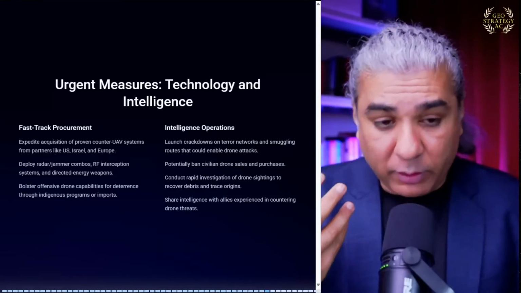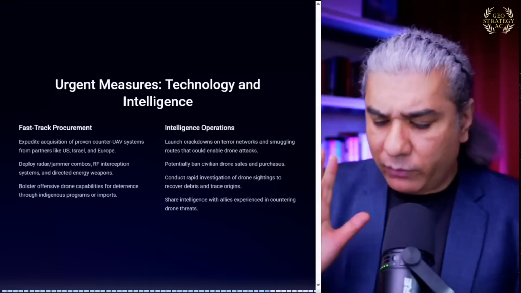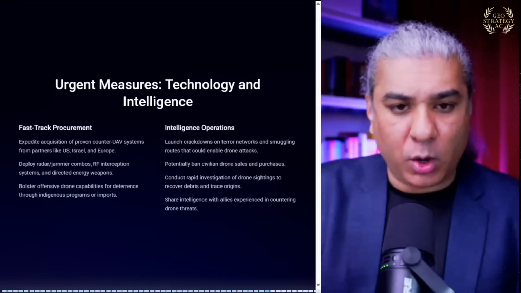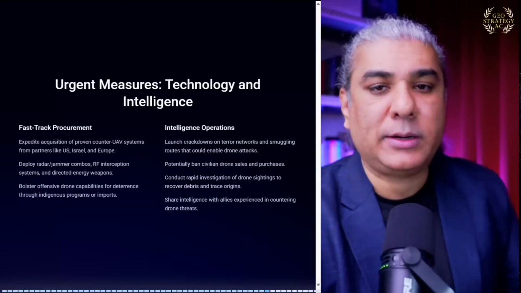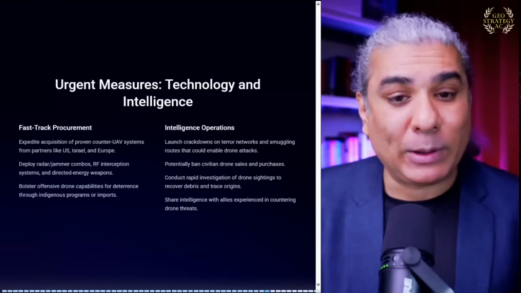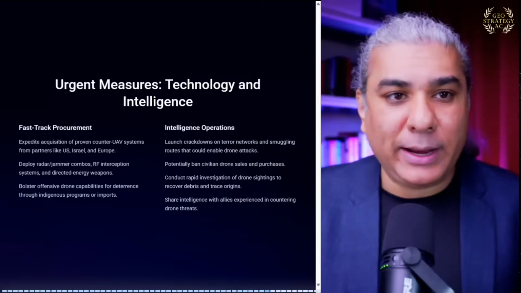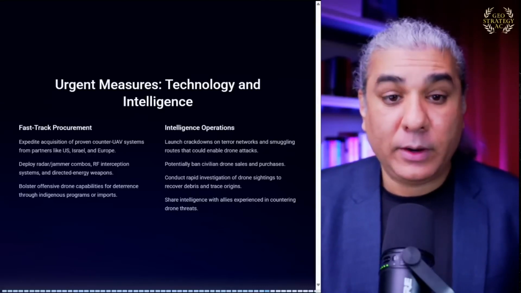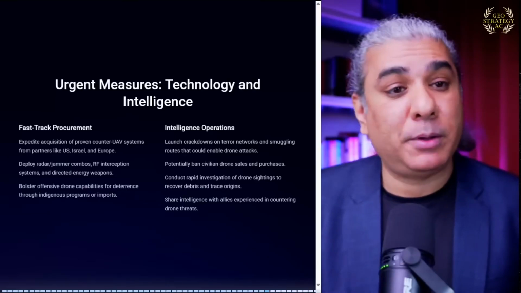We need to bolster our offensive drone capabilities for deterrence through indigenous programs and imports, and we are doing very well on this stage. So we need to augment this. Then we need to have intelligence operations. We need to launch crackdowns on terror networks, smuggling routes that could enable drone attacks. We need to deport all the illegal infiltrators who are in India. We need to potentially think of banning civilian drone sales and purchases.